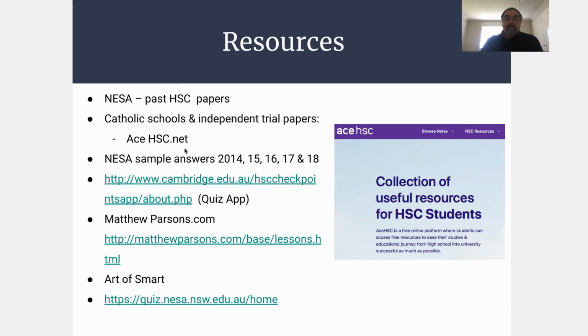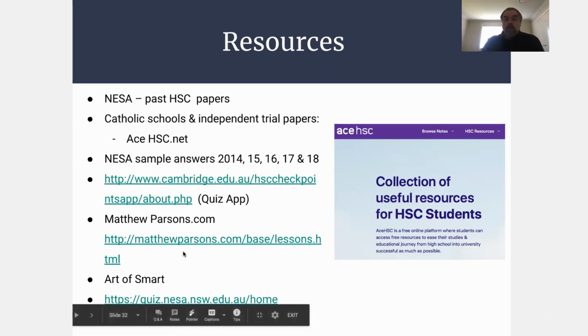The NESA sample answer booklets, these are the workbooks. They're not produced every single year, but they just give you typical answers to past papers that students have written for those particular questions. Now, I've seen them in libraries. Your teachers might have them as well. So you might ask your teachers for those or go to the library and borrow those. Cambridge HSC checkpoints have revision books, and again, they're probably in your libraries as well. And there's an app there that you can test yourself.